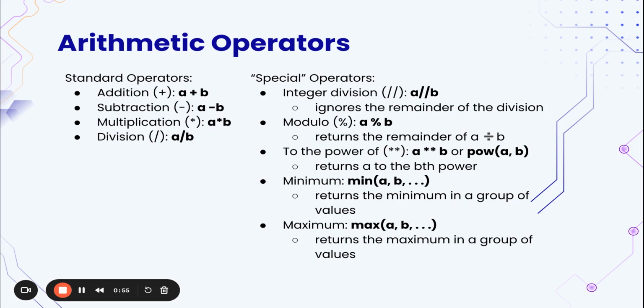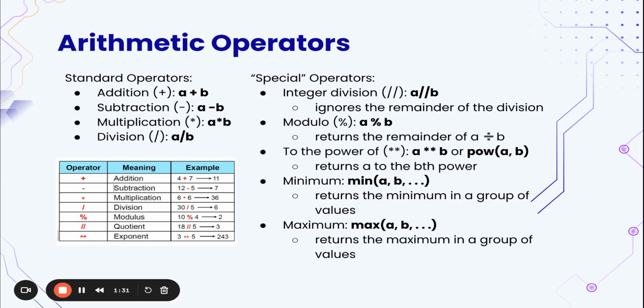To the power of, which is just like two multiplication symbols together, a ** b, or pow(a, b). This returns a to the bth power. You can think of this as an exponent. Minimum, min(a, b), and if there's any other numbers, this returns the minimum in a group of values, and maximum, same as the one above, it returns the maximum in a group of values though.